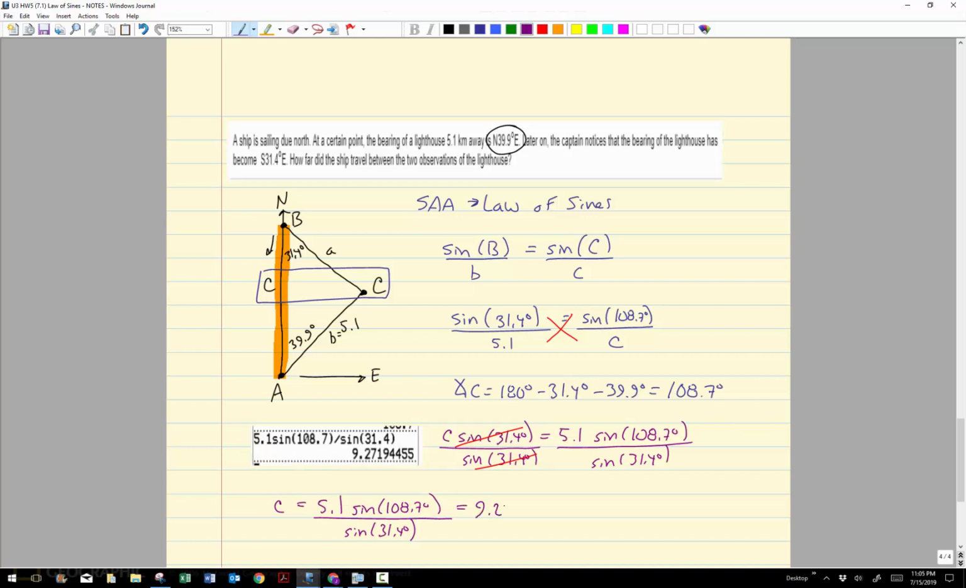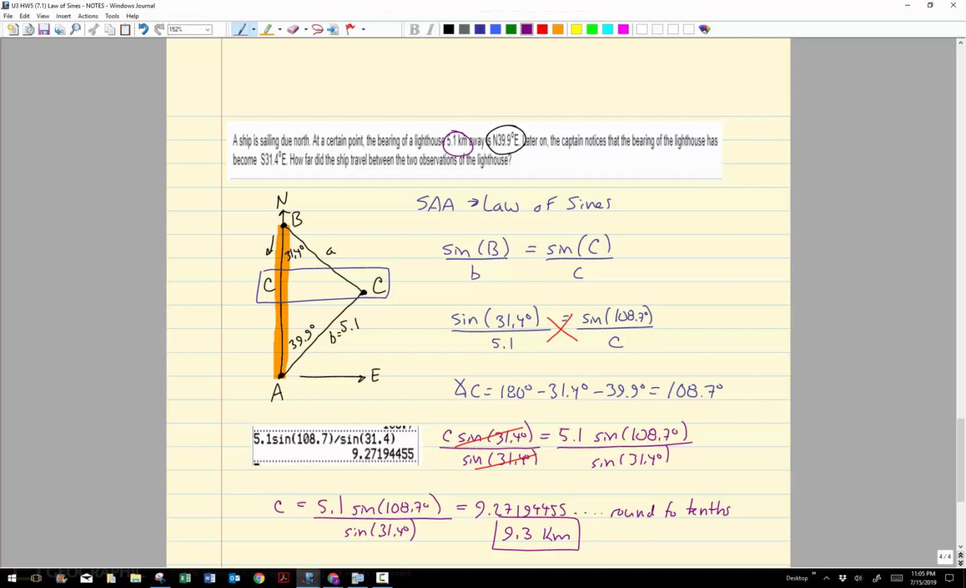So I have 9.2719445, and let's round to tenths here. This would be 9.3, and I think we're working in kilometers, so 9.3 kilometers is how far the ship has traveled from the first reading to the second reading. So getting the correct setup here, the correct triangle, is going to be really important. So make sure that you take some time to get the correct setup before you try and solve anything.